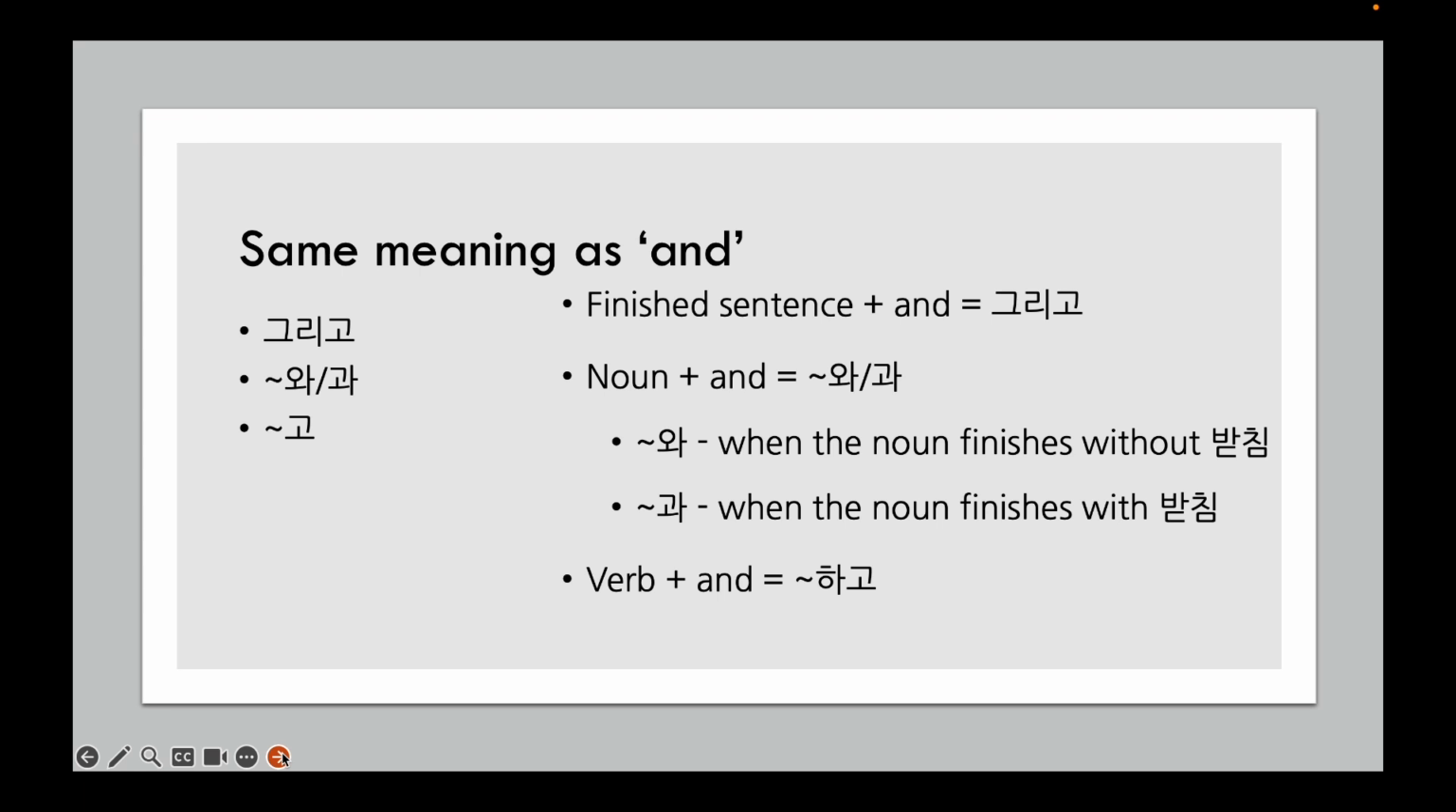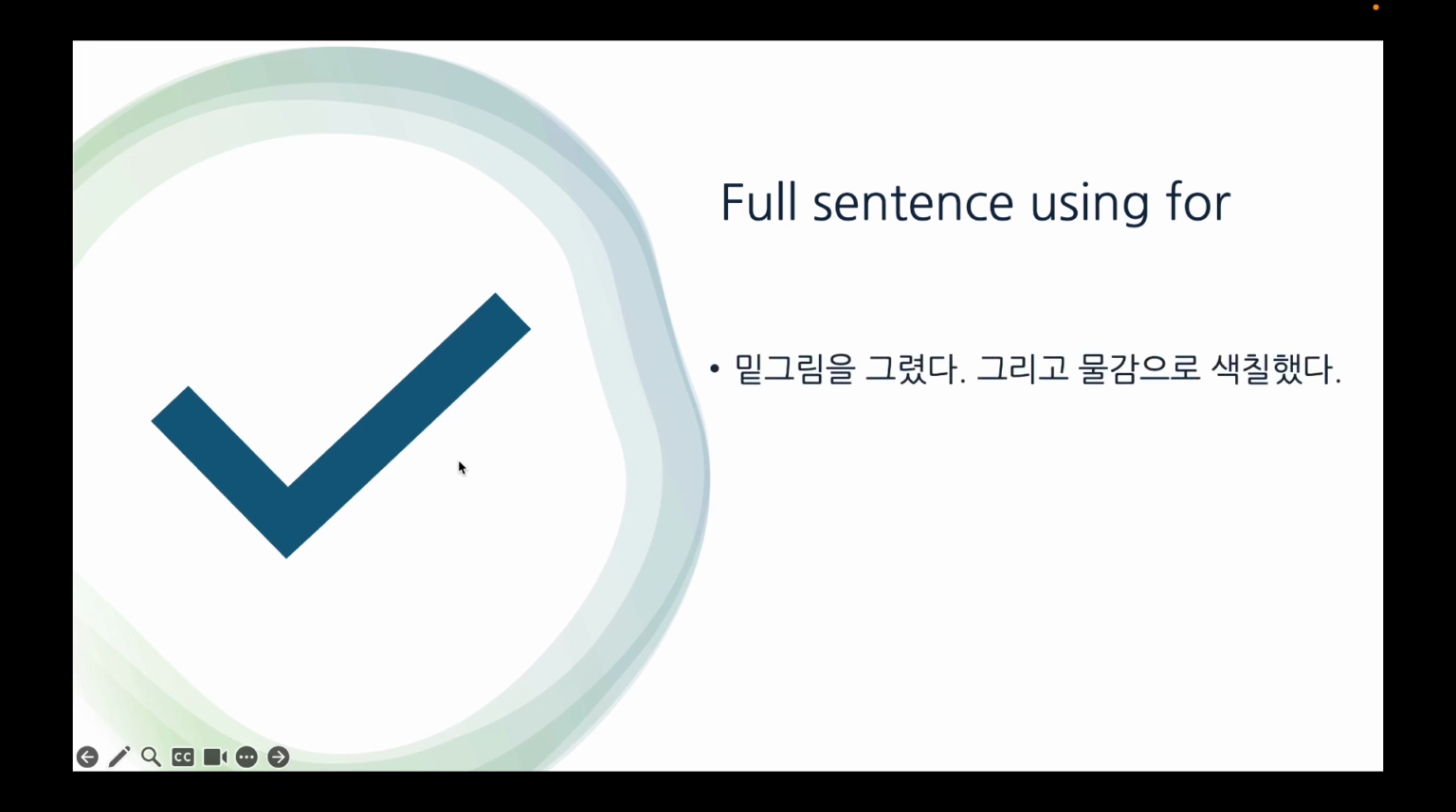And if we want to make a continuing sentence using "and", then we will pronounce it as 뭐뭐하고 or 뭐뭐고. So, as an example, in a full sentence, 밑그림을 그렸다. 그리고 물감으로 색칠했다.